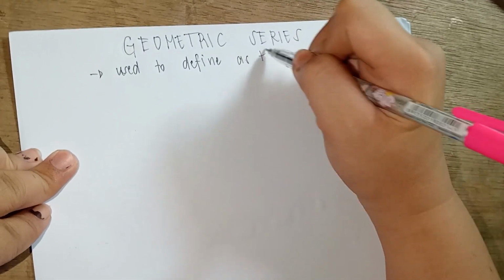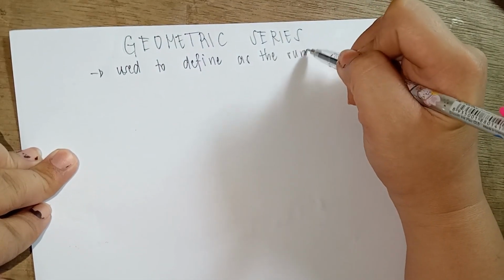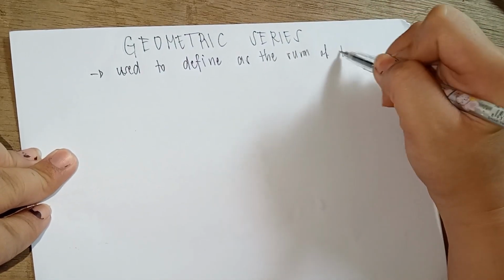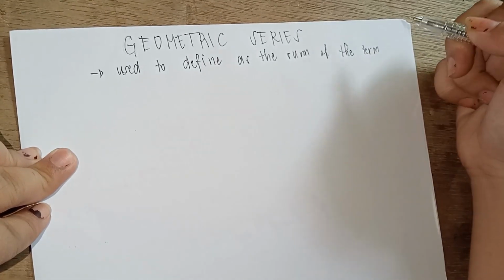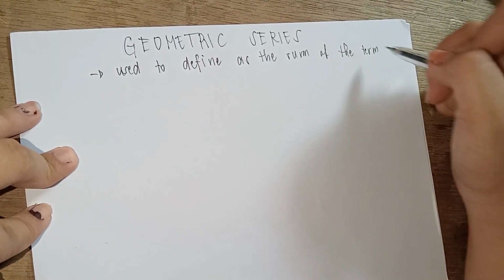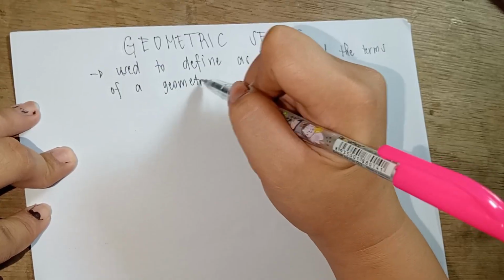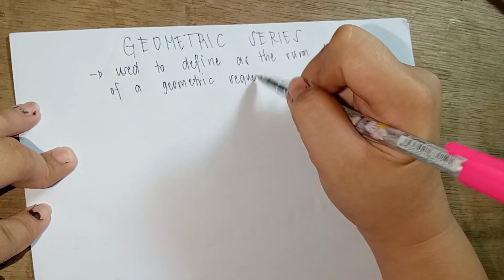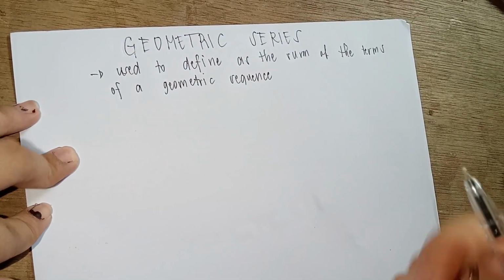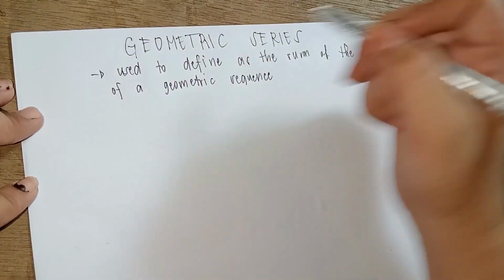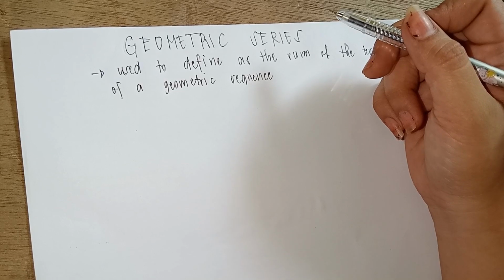So, it is used to define the sum of the terms of a geometric sequence. So, hahanapin yung sum ng lahat ng term na binigay. So, we have two types of geometric series.